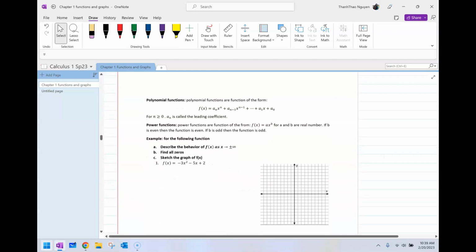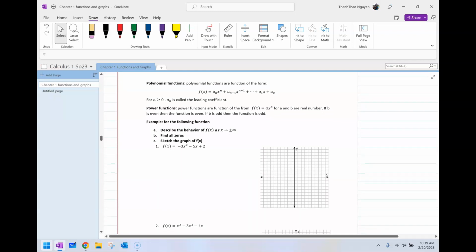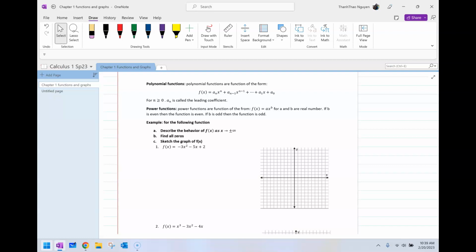We have polynomial functions. Polynomial functions are functions that have an exponent on our variable, and this exponent is an integer. Power function: a function of the form f(x) = a x^b, for a and b real numbers. If b is even, then the function is even. If b is odd, then the function is odd.